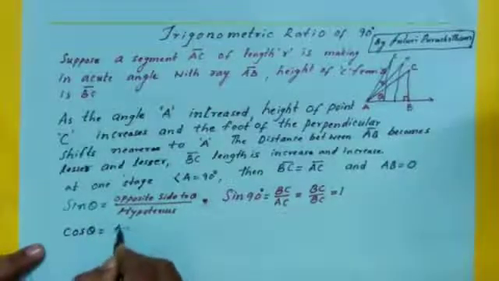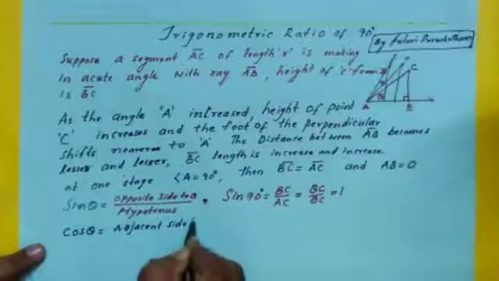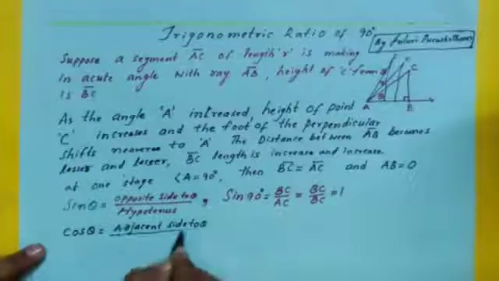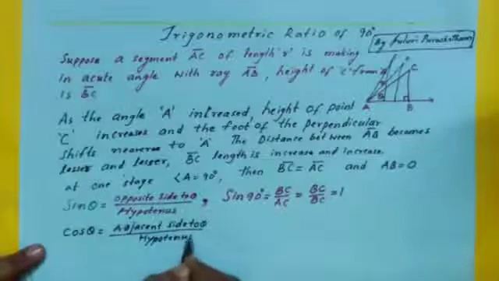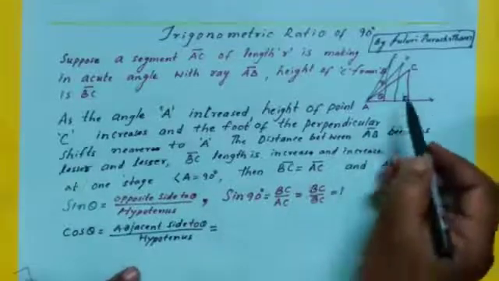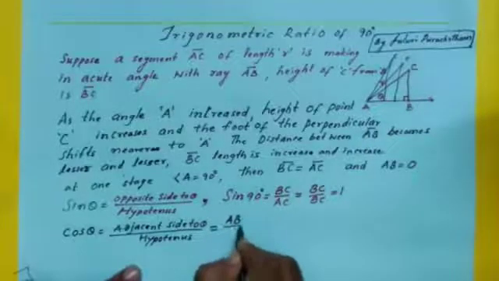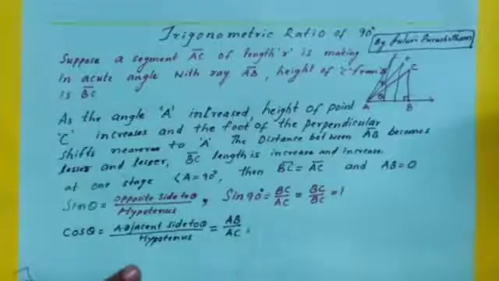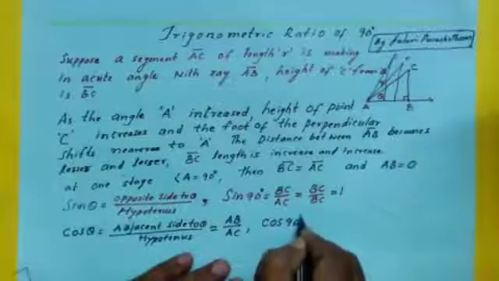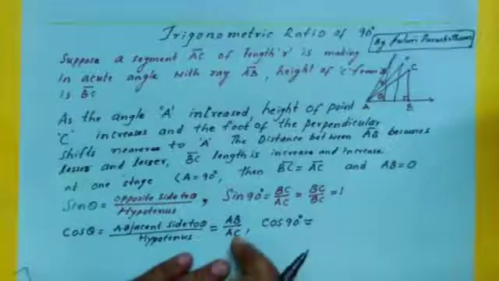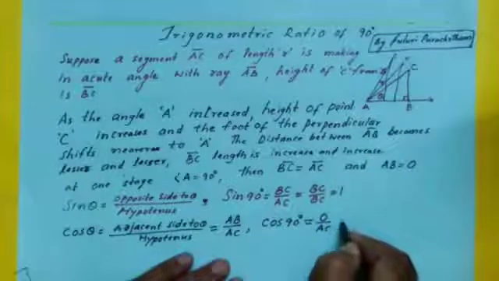And the same way for cos theta. Cos theta is equal to adjacent side to theta by hypotenuse. Here the adjacent side to theta is AB, and the hypotenuse is AC. So cos 90 degrees, this AB is equal to 0, so 0 by AC is equal to 0.